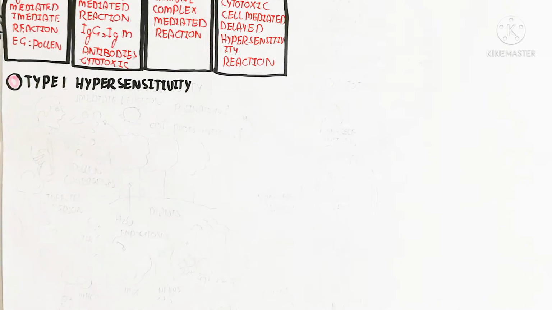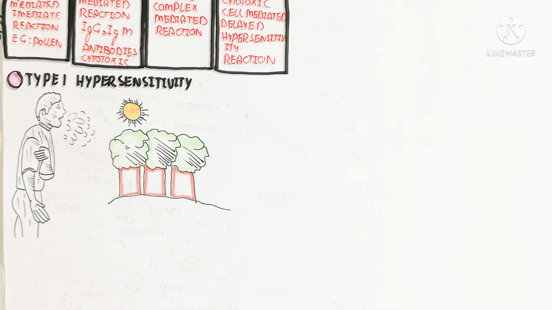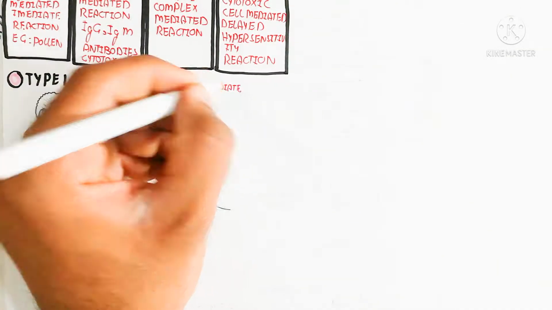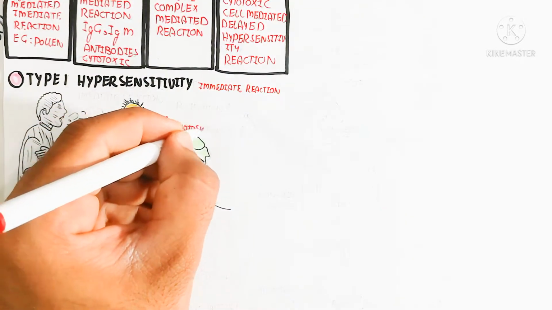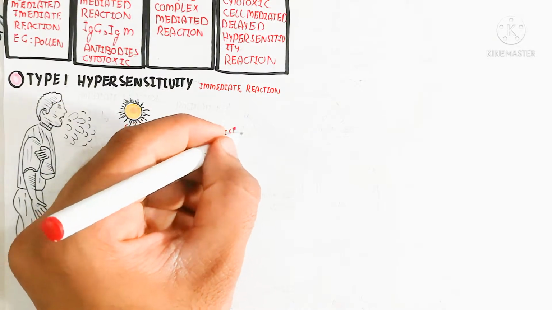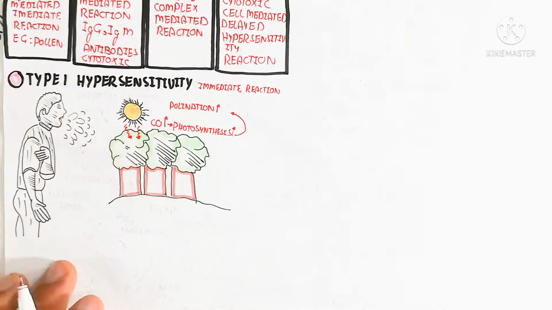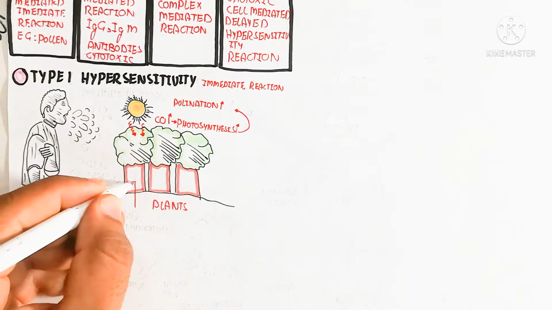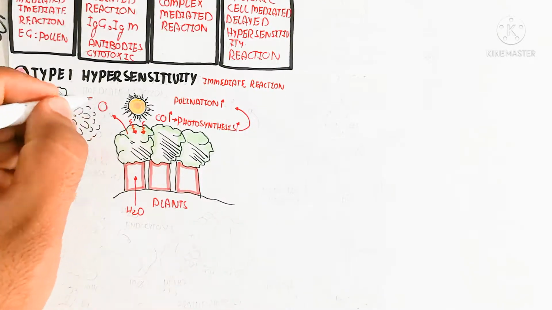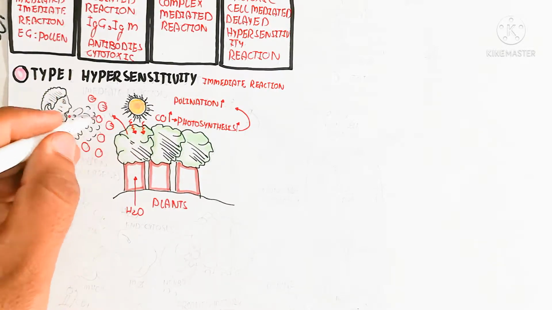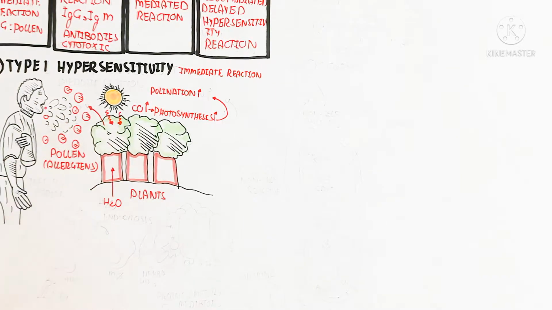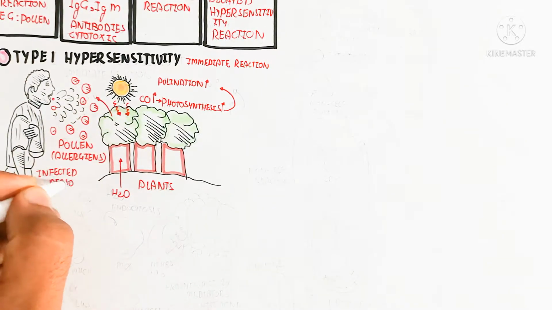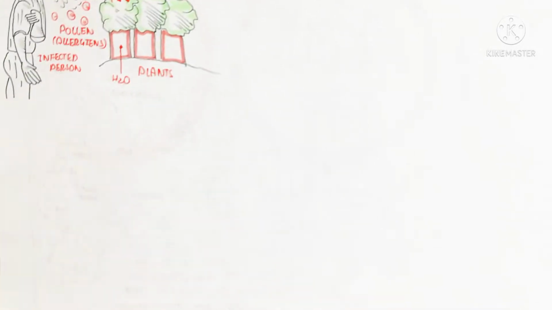So type 1 hypersensitivity involves an immediate reaction. In this case, pollen is involved. Seasonal pollination will increase due to the increase of carbon dioxide. Industrialization leads to more carbon dioxide with the passage of years, and that's why photosynthesis will increase, because it is a greenhouse gas. And pollination will increase, meaning pollen grains will increase due to cross fertilization and cross pollination. So the pollen allergens move inside during breathing.